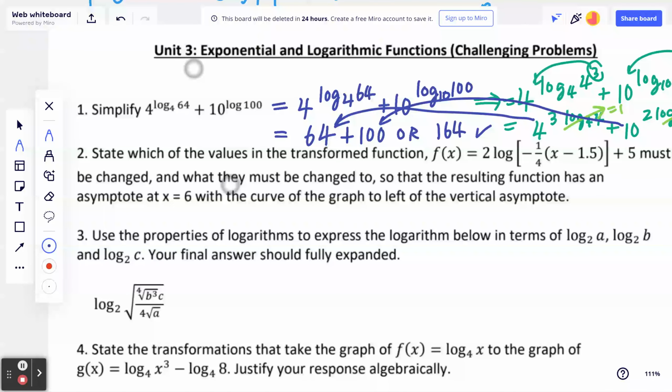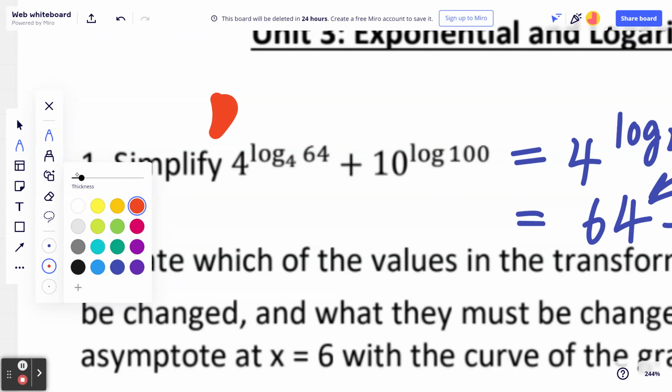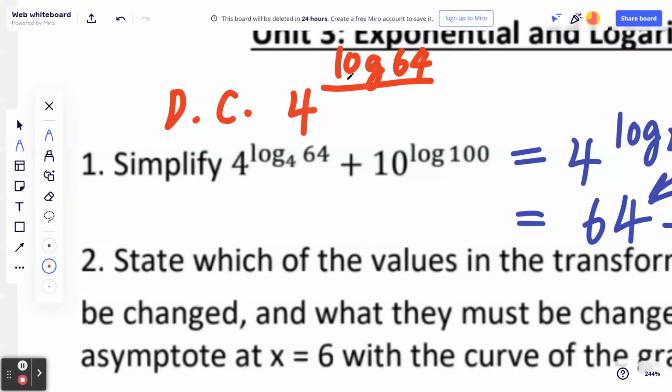So you go back, and in a different color, I'm going to write down DC. Now, again, I'm not forcing you to double check. I'm simply offering this idea of double checking using your calculator. So what I do is I grab the calculator and I press 4 to the power of log of 64 divided by log of 4. Likewise, 10 to the power of log of 100.